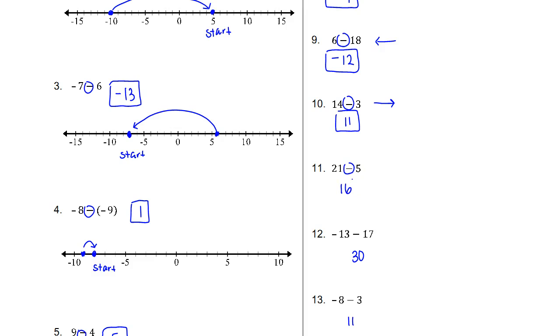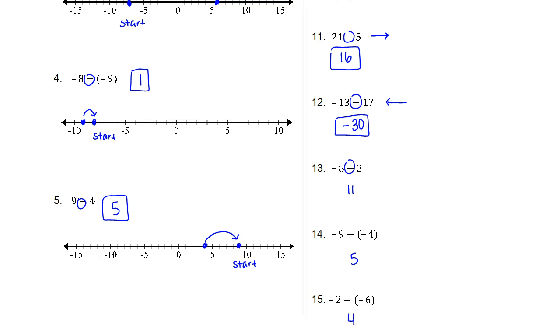Number 11, 21 and 5 are 16 apart on the number line, and to get from 5 to 21, I would have to move to the right, and so my difference will be positive 16. For number 12, negative 13 and positive 17 are actually 30 apart on the number line. And to get from positive 17 back to negative 13, I would have to go left, making my difference a negative 30.